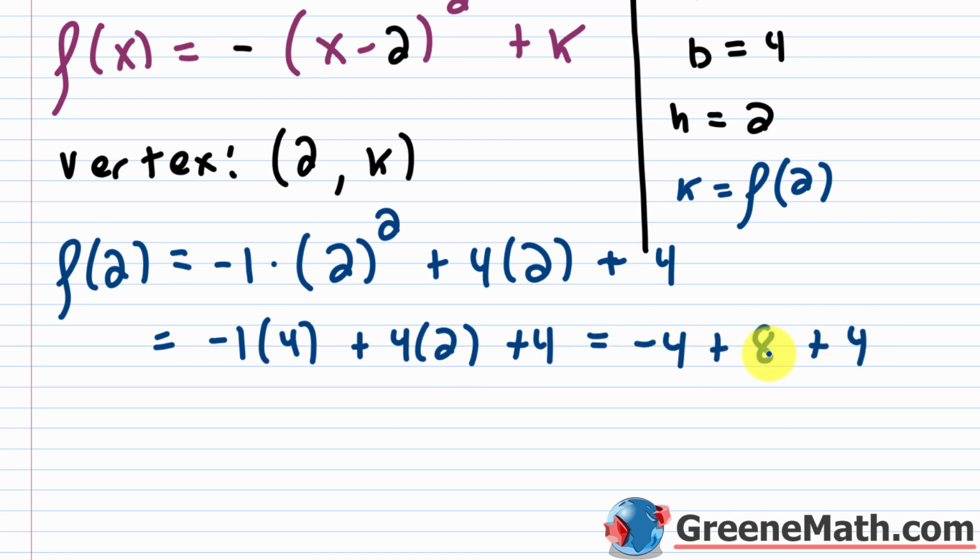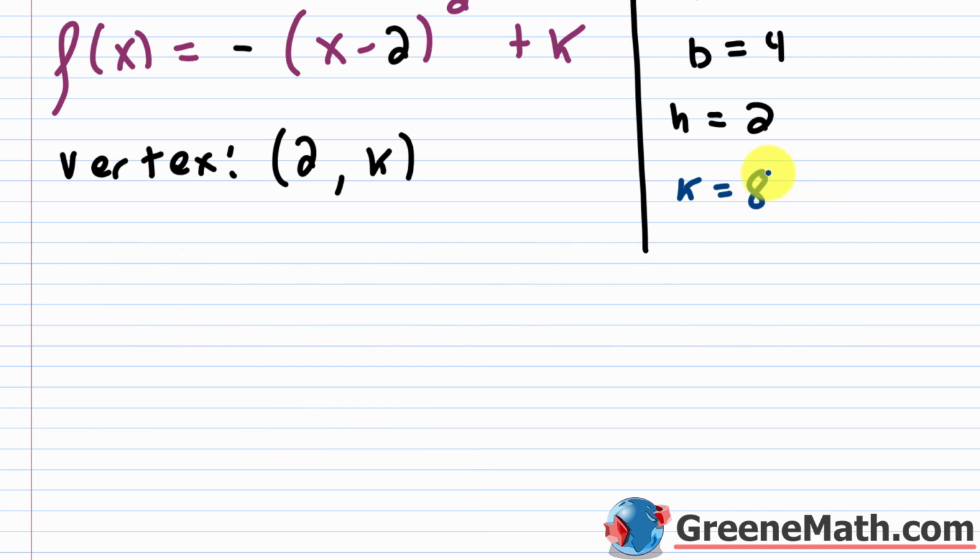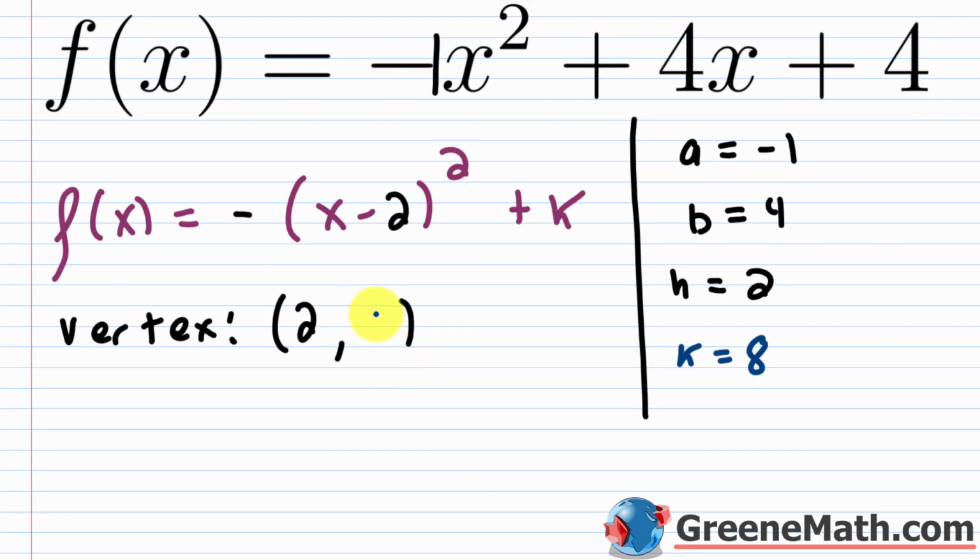Negative 4 plus 8, that's positive 4, and then plus 4, and of course that's going to be 8. So your k here, which again is f of 2, that's going to be 8. So let me erase this and put 8, and then let me erase this and put 8.